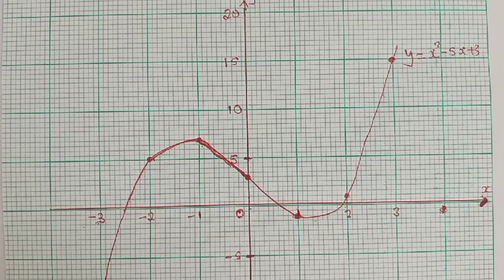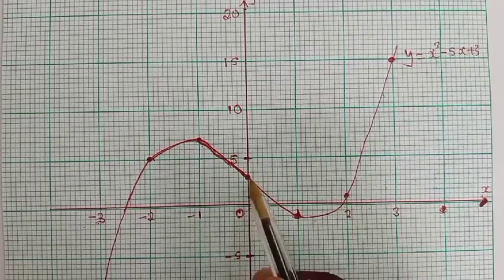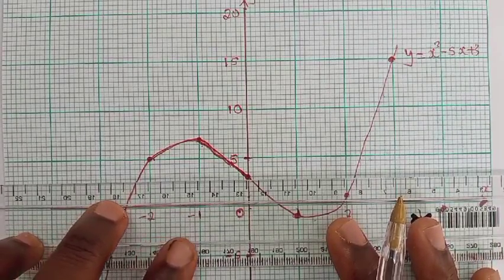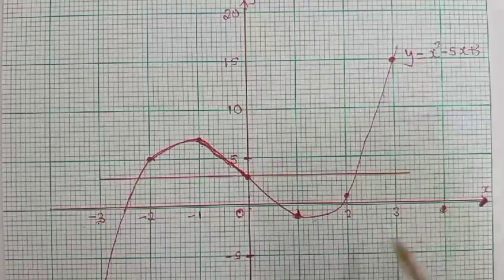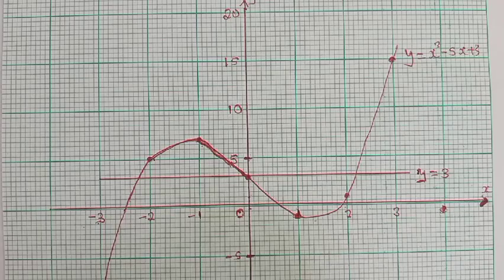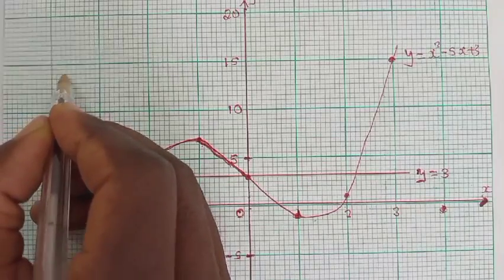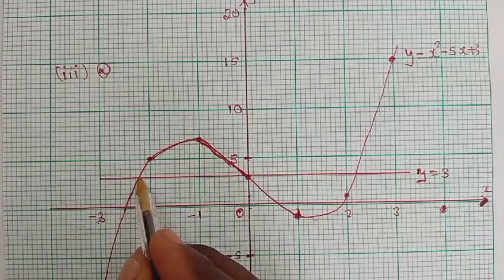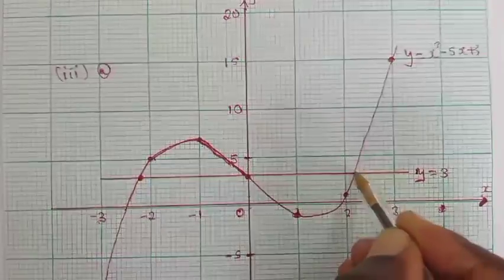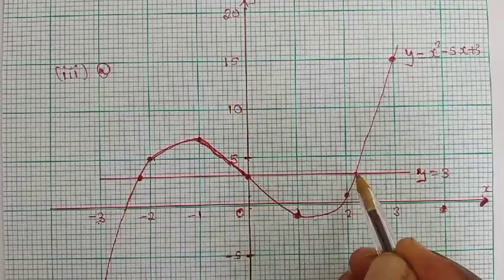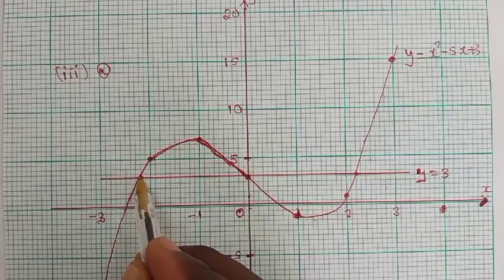So how do we plot y equals 3? We know that y equals 3 will pass through this point. Y-axis 3 is right here. So the line will look like this. We even indicate that this is y equals 3. Now, once we do that, we start getting the solutions. Mind you, this is question 3a, so we indicate question 3a. Number one solution here, it's right here. We follow the intersections. At which point is this graph meeting the line y equals 3? It's here and here, also here. So this is where we'll get our solutions.